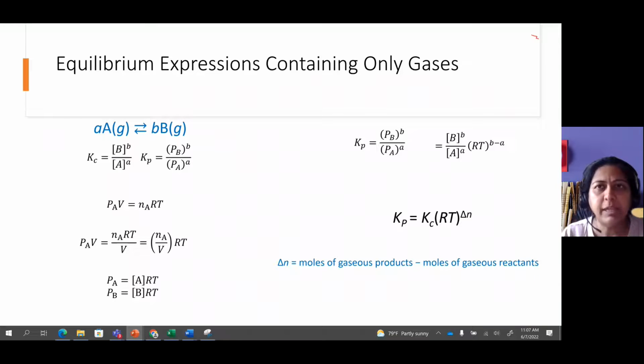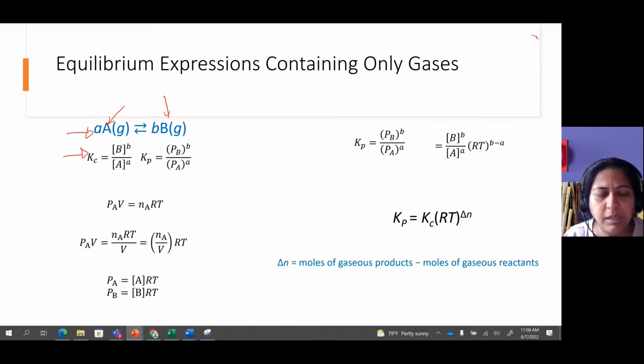Let's see the equilibrium expressions for the gas containing systems. Here is a balanced chemical reaction which is in equilibrium, and both the reactants and the products are in gas phase. So we can write the equilibrium constant using their concentrations.